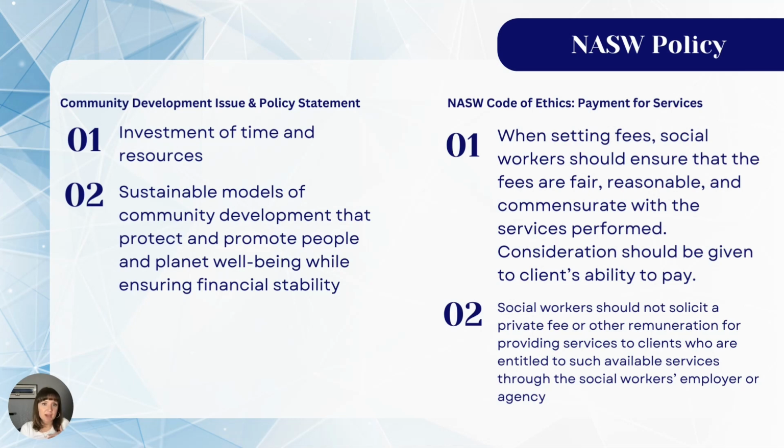So then I looked at the Code of Ethics and what it says about payment for services for some guidance. And it says, when setting fees, social workers should ensure that the fees are fair, reasonable, and commensurate with the services performed. Consideration should be given to clients' ability to pay, right? So we need to make sure they're fair. And we need to make sure they're based on an ability to pay. So at my own work, we've talked about sliding scales and things like that to try to meet that code.